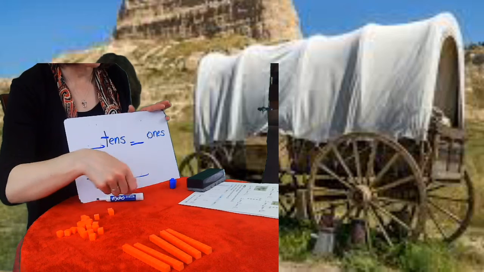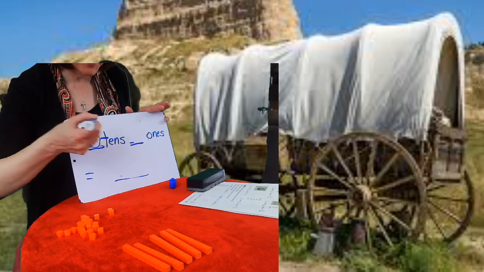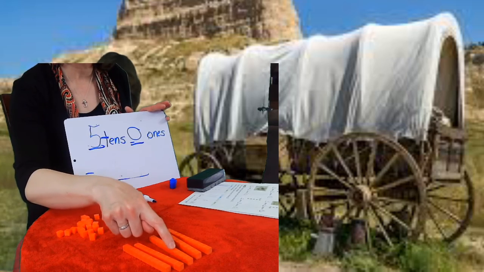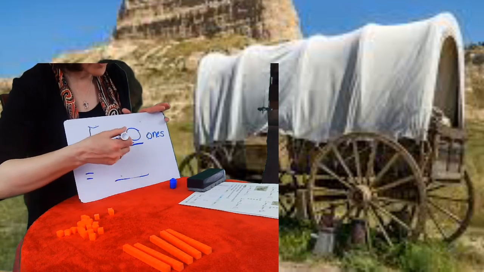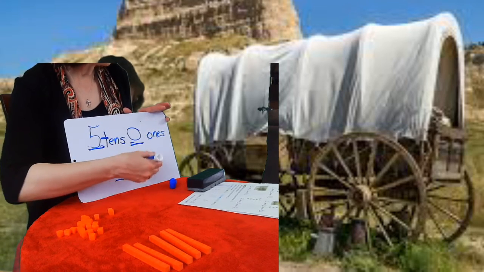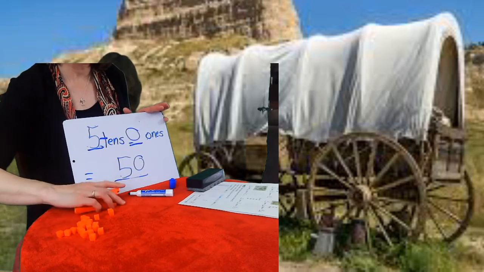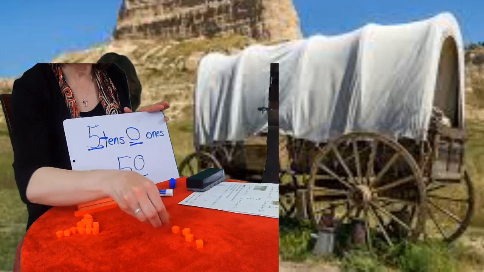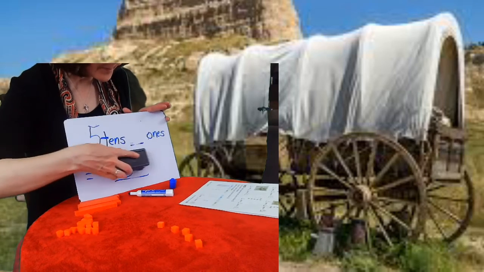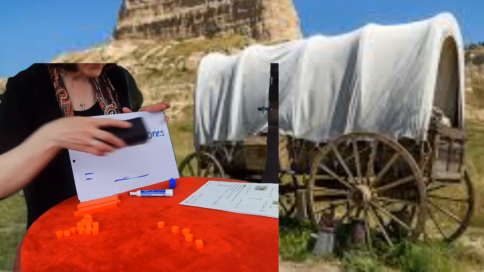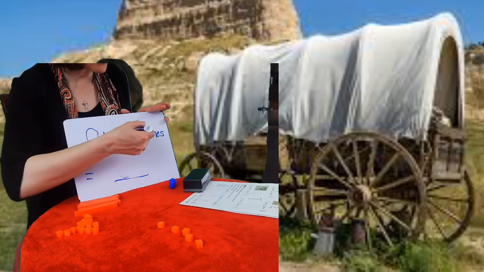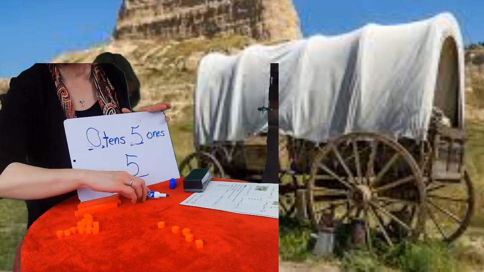So that one has 5 tens, 5 sticks of 10, 0 ones. So it's 10, 20, 30, 40, 50 is our number. Number 8 doesn't have any tens. It just has some ones. So to write that one, we have 0 tens, 5 ones. That number is just regular 5.